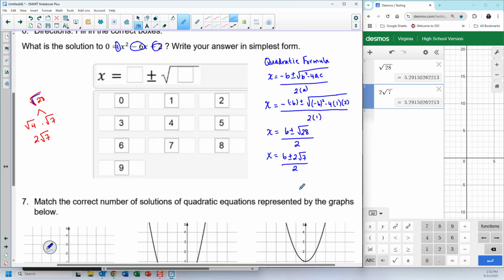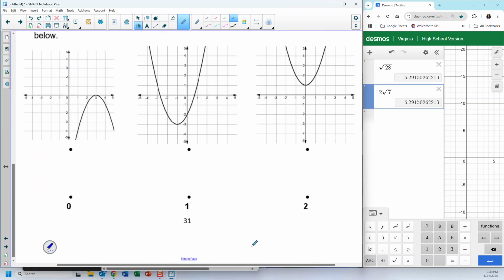Now we're getting somewhere, but looks like I only have 2 boxes and I have all these numbers. Well, what happens here is the 6 gets divided by 2 and then 2 gets divided by 2. So this actually ends up being 6 divided by 2 is 3 plus or minus 2 divided by 2 is just 1, and then that's gone, so you just have square root of 7 left. So that means that here is 3 plus or minus square root of 7. So basically, you're going to drag these in there. Okay? All right.